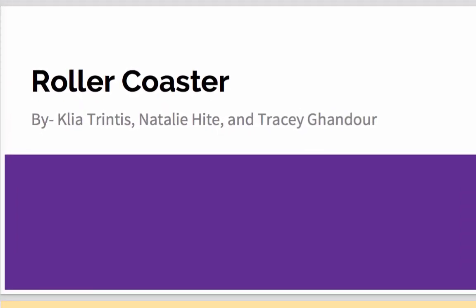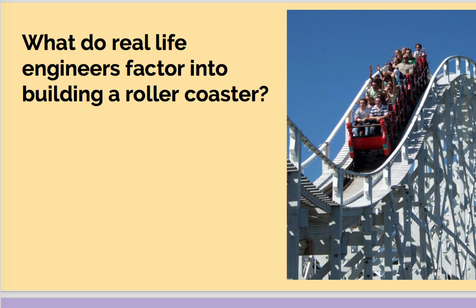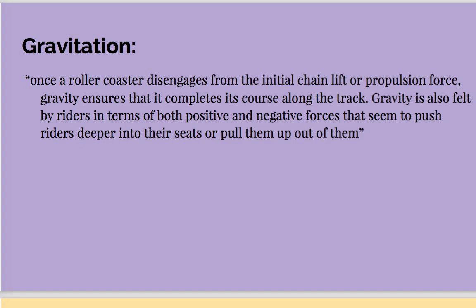Roller coaster. What do real-life engineers factor into building a roller coaster? Gravitation. Once a roller coaster disengages from the initial chain lift or propulsion force, gravity ensures that it completes its course along the track. Gravity is also felt by riders in terms of both positive and negative forces that seem to push the riders deeper into their seats or pull them out of them. So basically, when you're on a roller coaster and you feel like you're about to fly out of your seat, that's actually gravity.